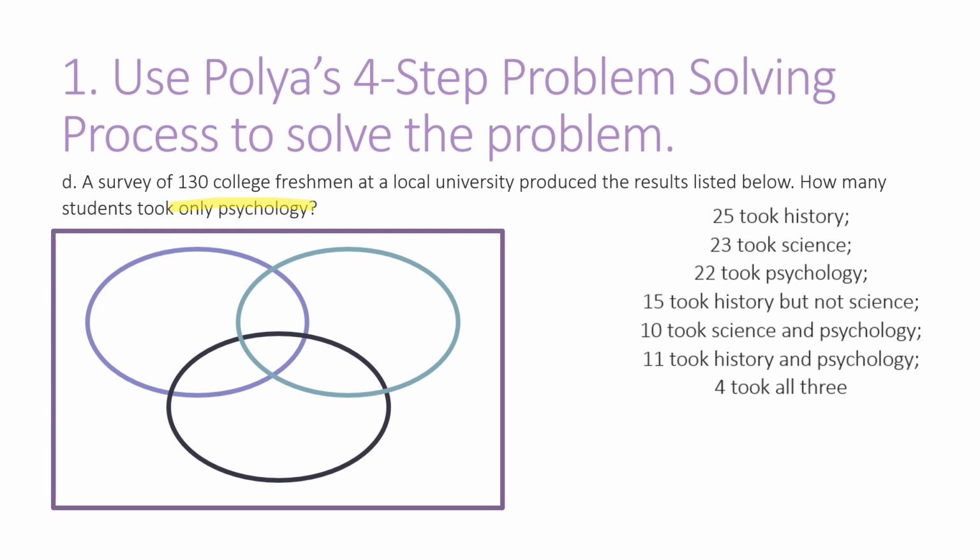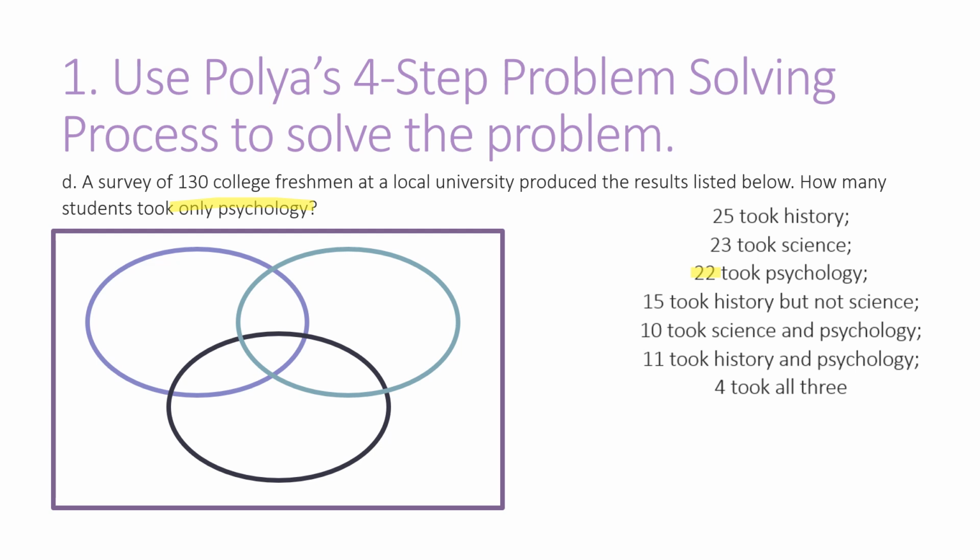All right, so the maximum would be 22, right? Because in total, only 22 took psychology. So we don't know how many of those were taking psychology and science, psychology and history, just psychology, or taking psychology and science and history. Right, so we're going to break this down using a Venn diagram.